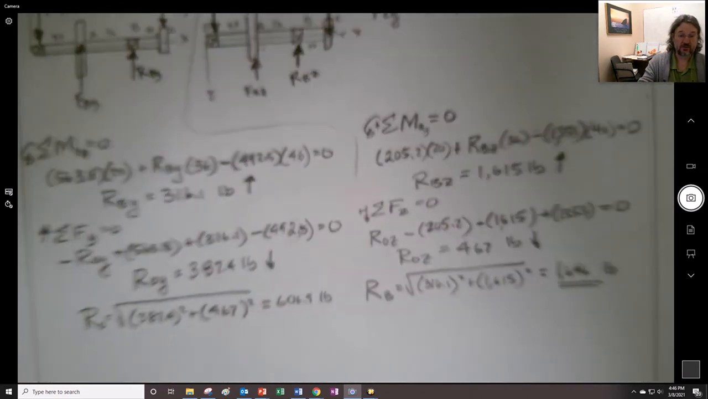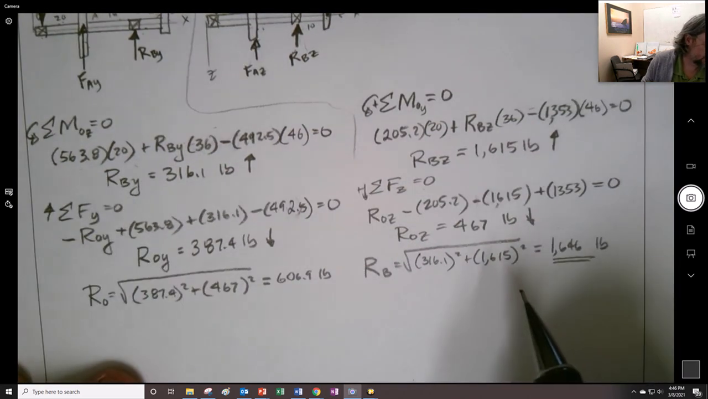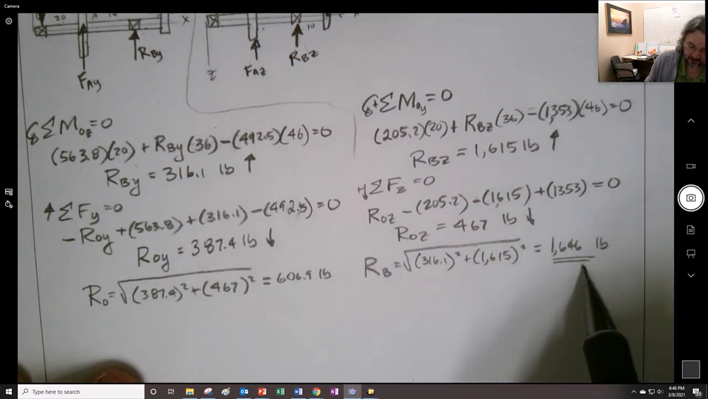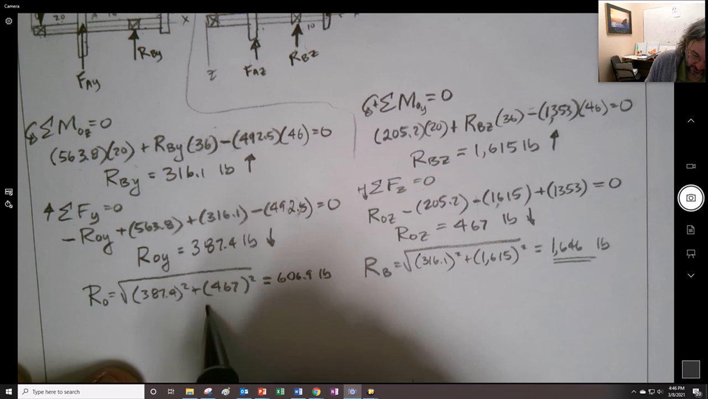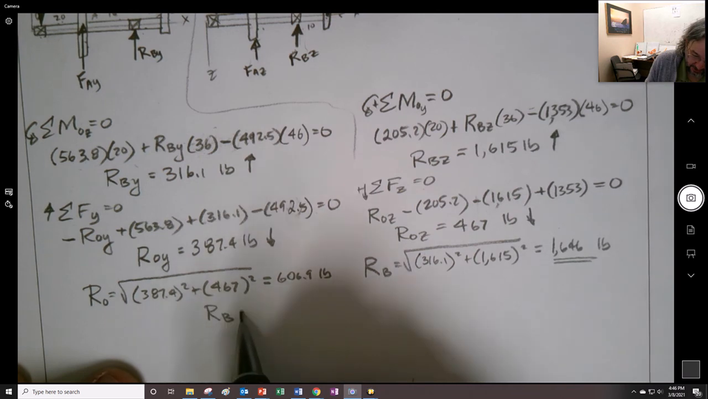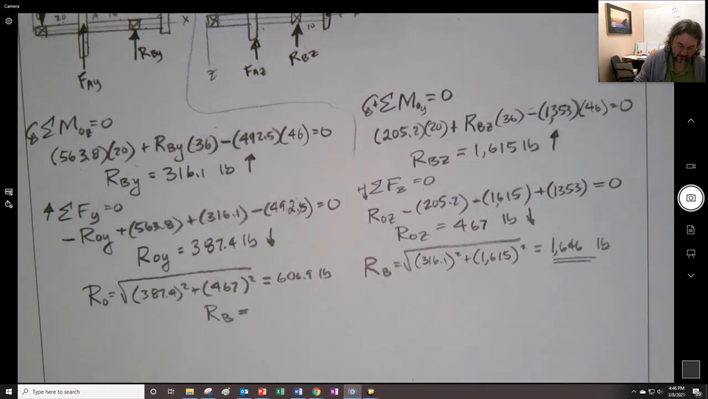Okay, so what do we do with it? Well, let's turn it into kilonewtons. In order to find the kilonewtons, we might want to look up the conversion factors. And I don't think I do that very often.